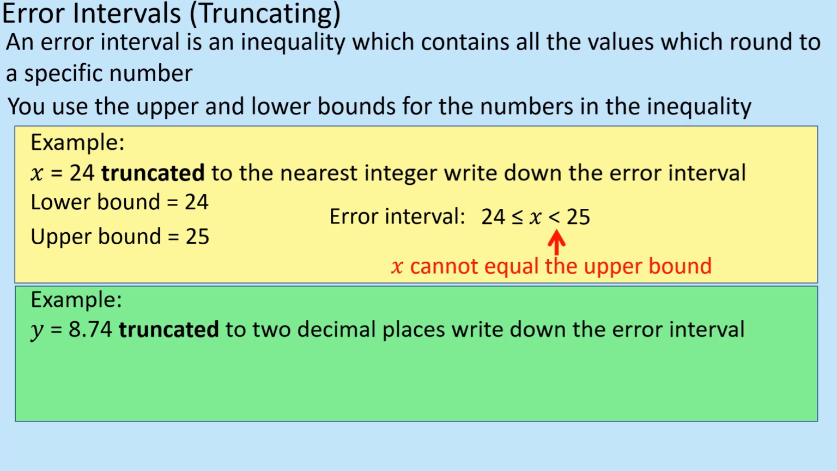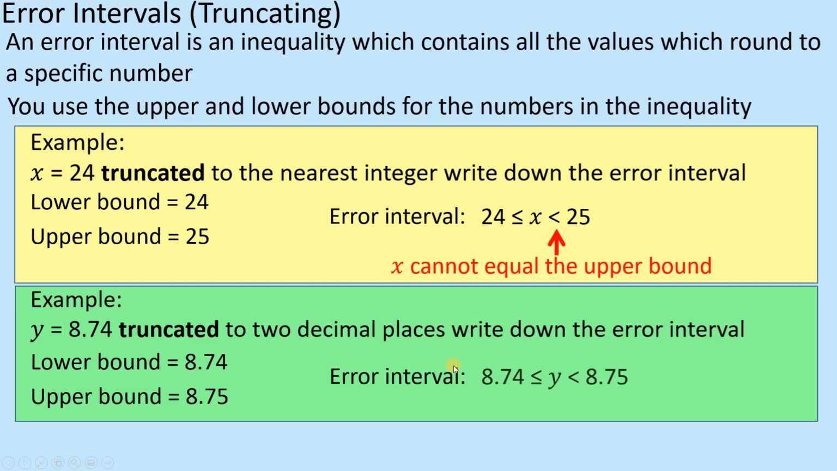So 8.74 truncated to 2 decimal places is going to be 8.74 exactly. And then the number above it will be 8.75, wouldn't it? Because anything up to 8.74999 and so on, and so on, you're going to end up with this. So that's error intervals with truncating. Truncating is a little bit weird in terms of what you do, but it's a word you need to be familiar with, because if something's been truncated, that is what's happened to it.